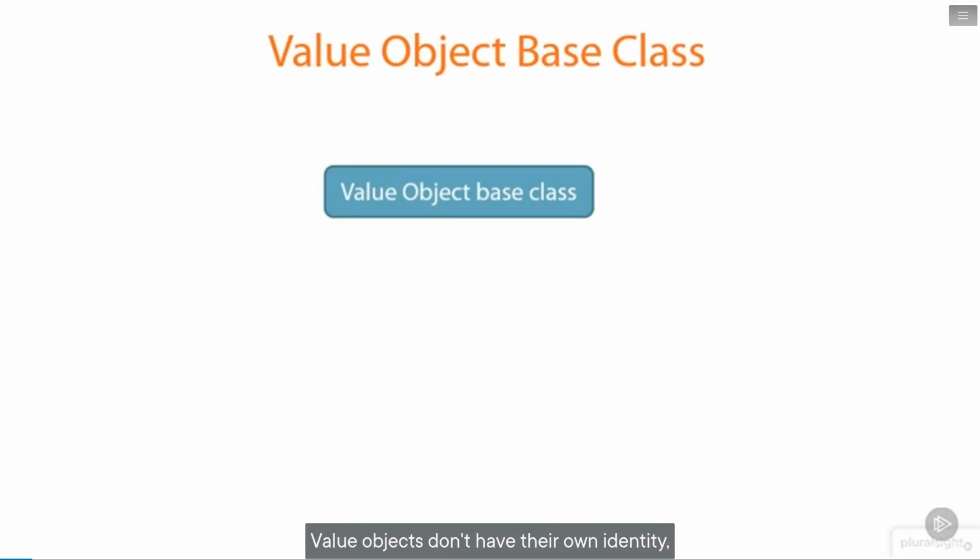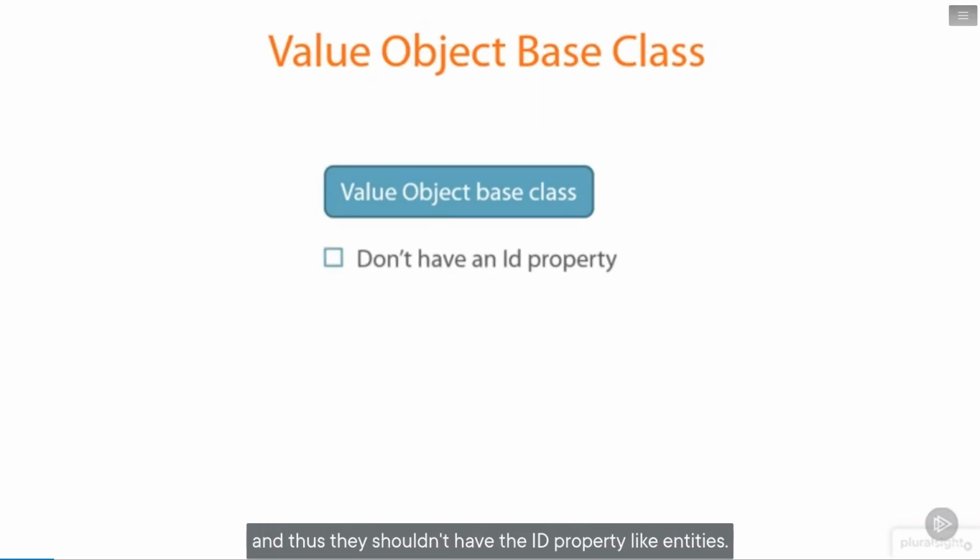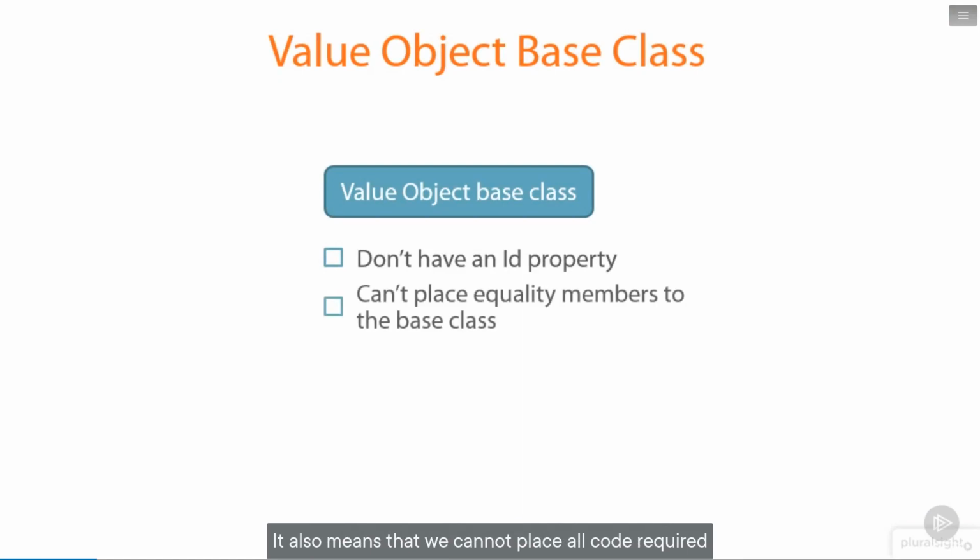Value objects don't have their own identity, and thus they shouldn't have the ID property like entities. It also means that we cannot place all code required for equality in a base class. In order to implement structural equality, we need to know the internals of each value object class. Nevertheless, we can still gather some logic common to such classes.